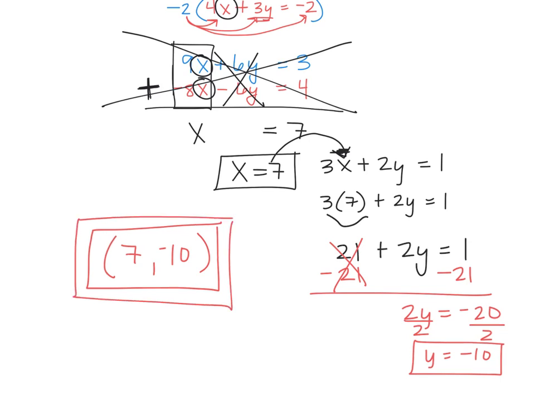Does that make sense? Any questions on that? So you can do it where you don't have to multiply any of the equations. You only have to multiply one of the equations, or you have to multiply both of the equations. But the process is the same beyond that point. Okay? All right, last thing.